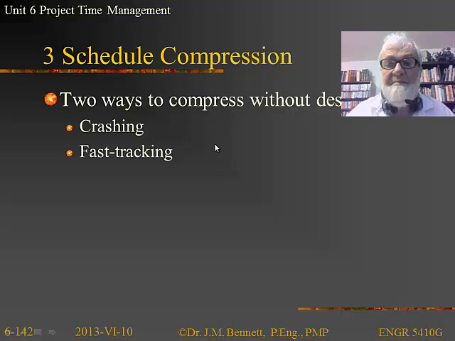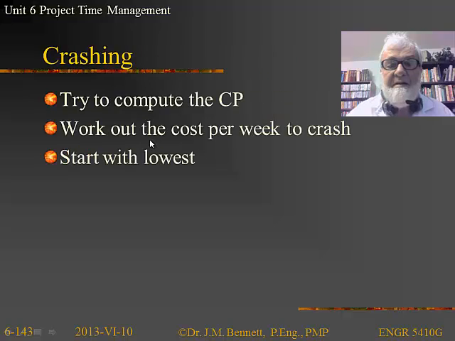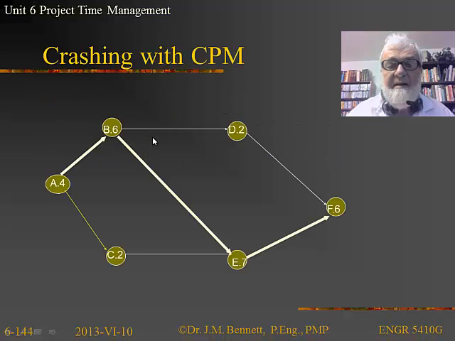In general, that's a bad idea. Crashing and fast tracking are the two legitimate ways to do this. So let's take a look at it. In crashing, we compute the critical path. Then we work out the cost per week to shorten that path itself, and then start with the lowest cost and do that.